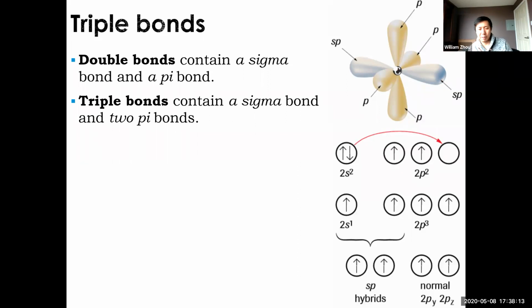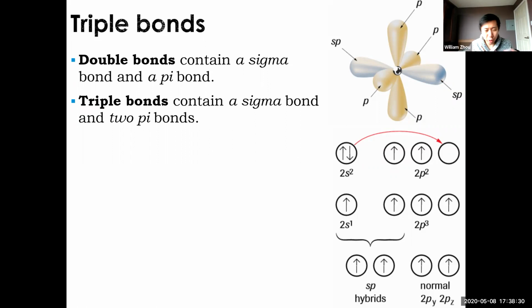Okay, why? Because if you make a triple bond, that means you need to make one sigma bond with the other carbon and one sigma bond with something else.